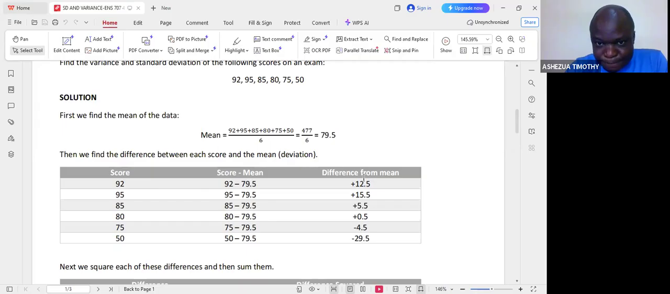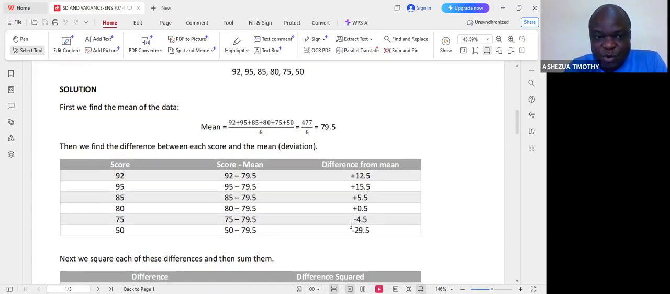So the difference now, this x minus x bar, is the result. 92 minus 79.5 is this. 95 minus 79.5 is this. 85 minus 79.5 is this. 80 minus 79.5 is 0.5. 75 minus 79.5 is minus 4.5. 50 minus 79.5 is minus 29.5. So next is to square.